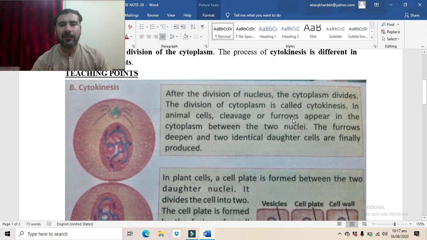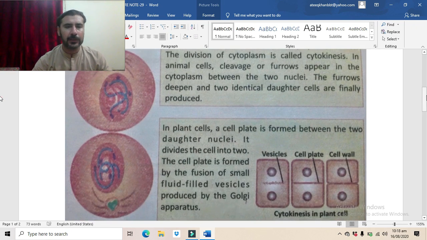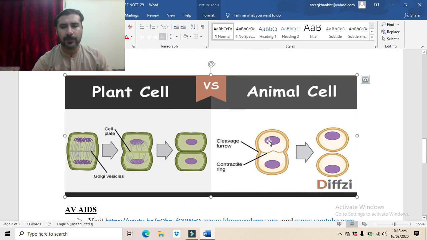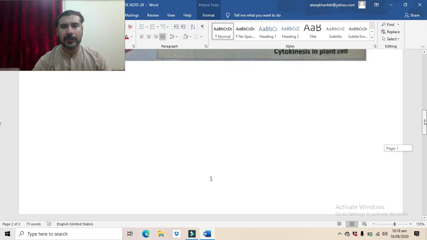So in animal cells, a cleavage furrow appears in the cytoplasm between the two nuclei. Between these two nuclei, a furrow will appear. We have already seen that in the other diagram. The furrow will deepen and the two identical daughter cells are finally produced. And these are the two identical cells which are produced. We have seen in this diagram, these are the two nuclei. The cleavage furrow will appear and deepen down and then it will divide this one cell into these two cells.